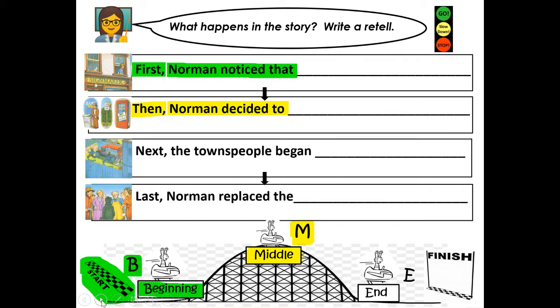We're still in the middle of the story. Next, the townspeople began, what did they begin doing? So next, the townspeople began, so say your complete sentence and then push pause and write it.